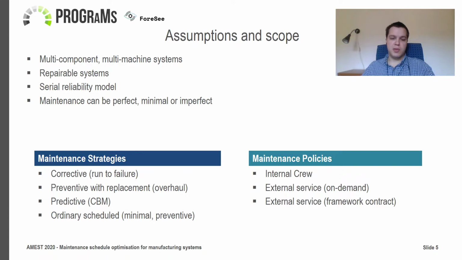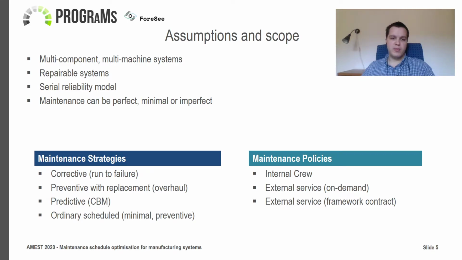As for the considered maintenance strategies, we have the traditional corrective maintenance, we have the periodic preventive maintenance with component replacement, and the predictive maintenance with real-time condition monitoring. We also have a so-called ordinary scheduled maintenance, which is a periodic minimal repair, for example, cleaning or lubrication, which is not optimized, but the cost associated to it is considered during the analysis. As for the maintenance policy options, we have internal crew policy, we have an external service on an on-demand basis, as well as an external service with an annual framework contract.